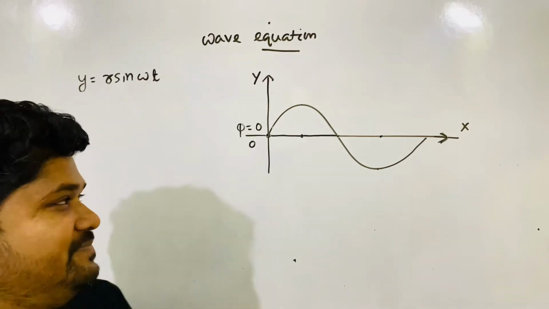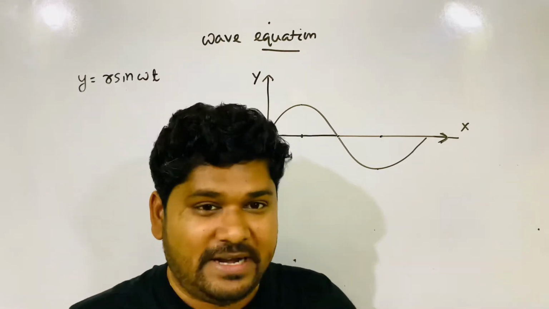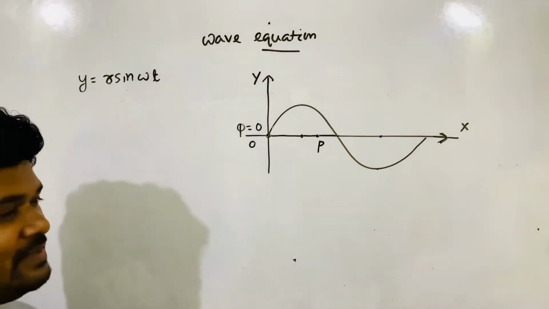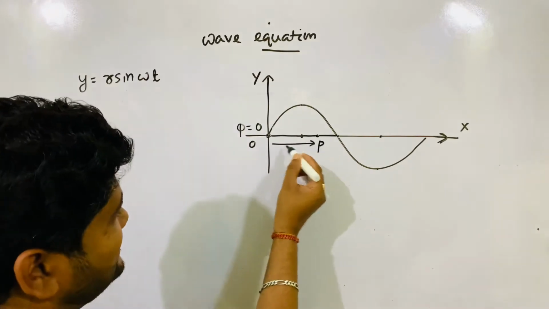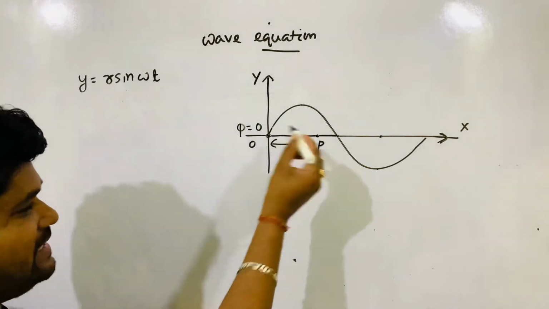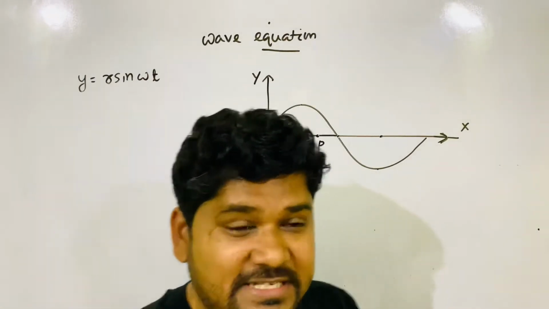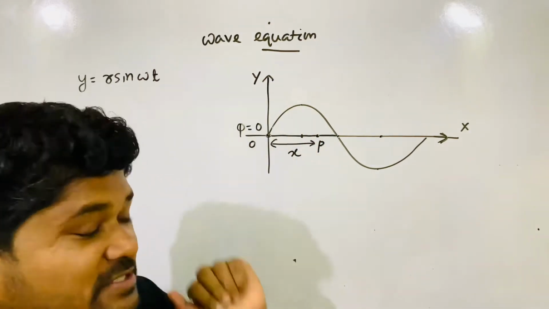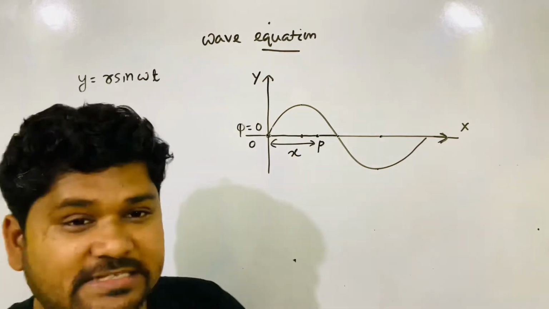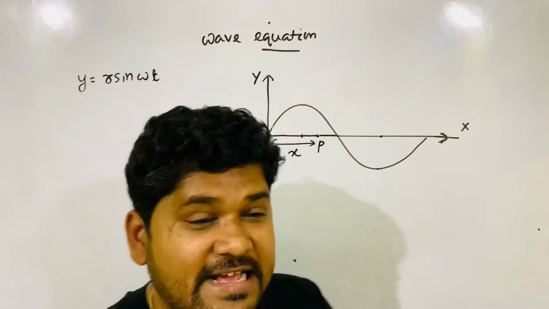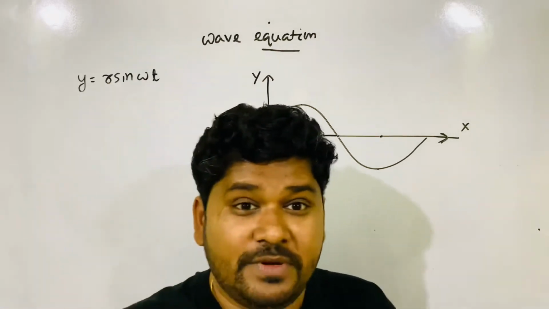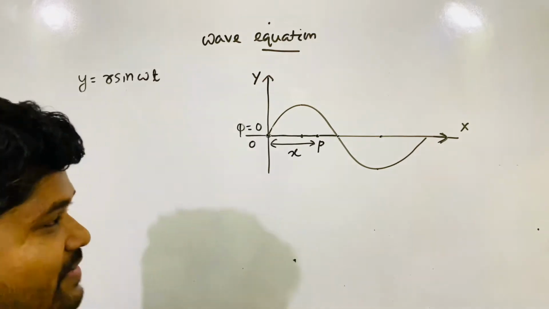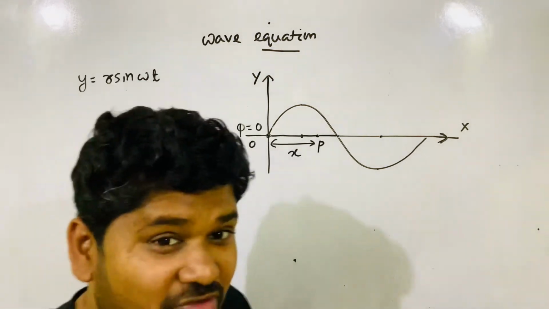Now again we will consider another particle. Consider this particle P, which is at a distance small x from this particle. I first considered this one because its equation is very easy to write. Then I will write the equation of another particle only to bring in the x. We have to enter x in this equation to get the wave equation. Our purpose is how to enter x in this equation.